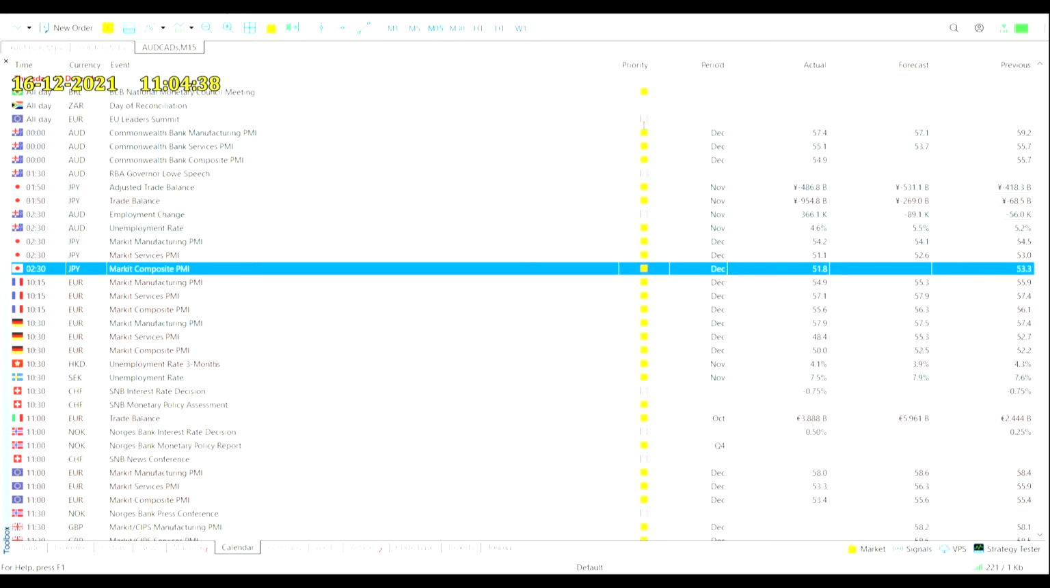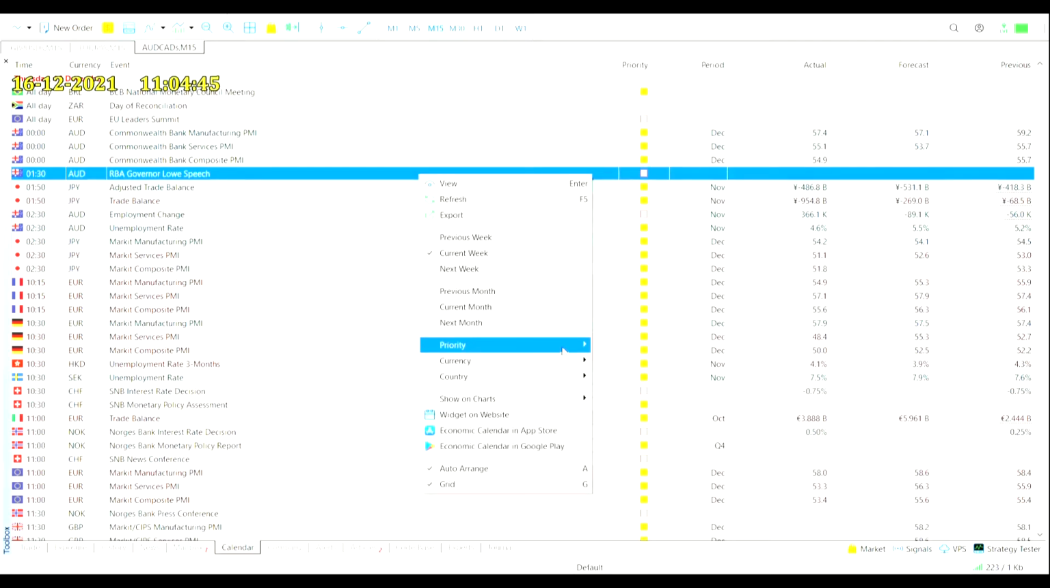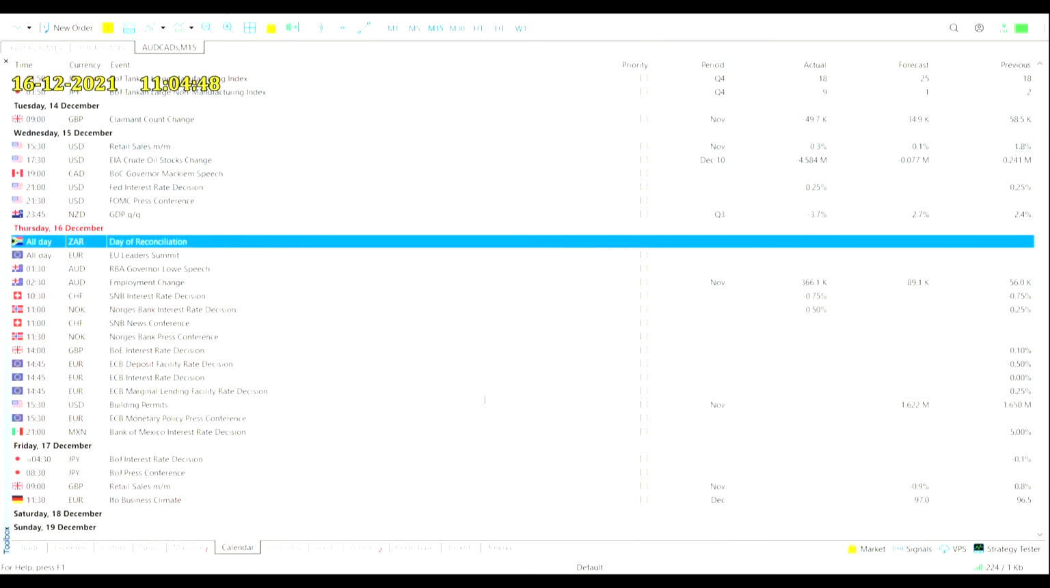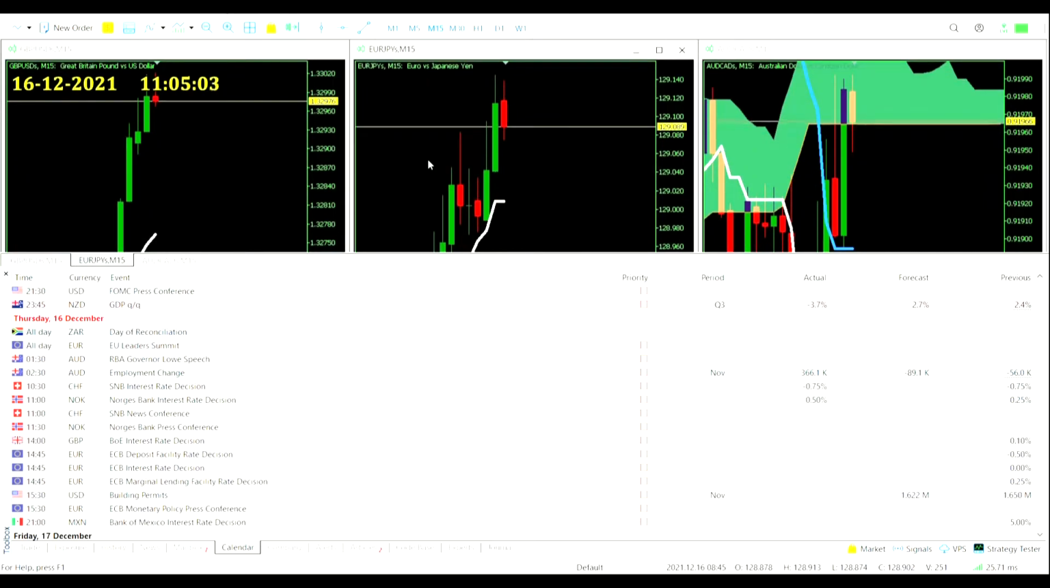We're going to get rid of those and we are going to just leave the reds. So we just go on priority here and untick medium. And that's what we're left with. Still a few events. Happy Day of Reconciliation in South Africa.